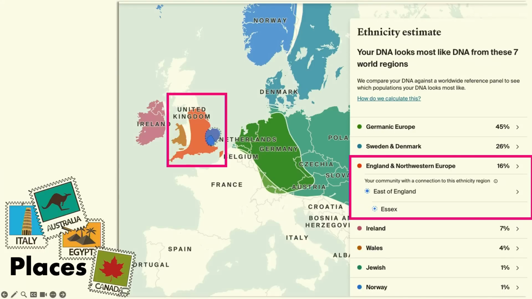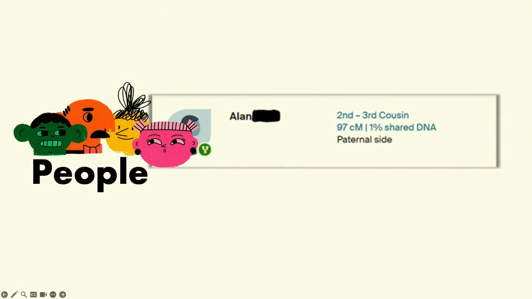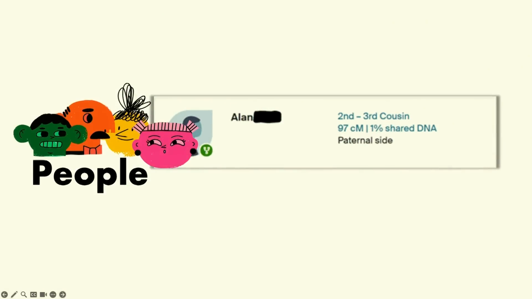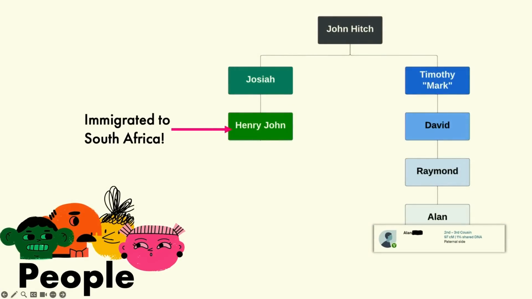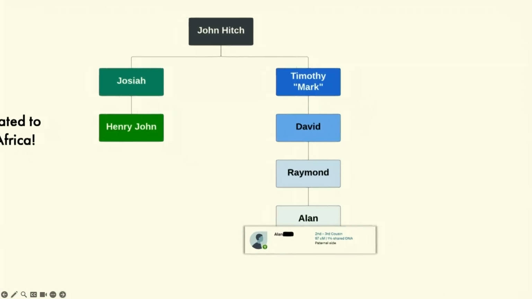So she applied the same kind of technique that we did with Ed. As far as people, she finds this match called Alan. She determines that Alan is a descendant of this man named John Hitch. She does genealogy and discovers that John Hitch's grandson, Henry John, moved to South Africa, which is where her dad was born. So by finding a DNA match and doing genealogy, she finds a person who looks like could be an ancestor of the man she might be looking for.